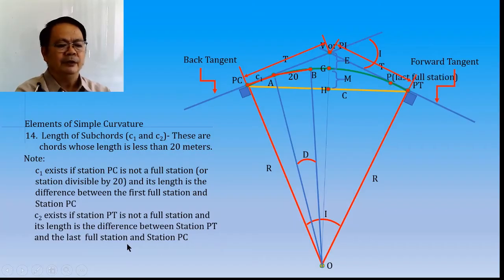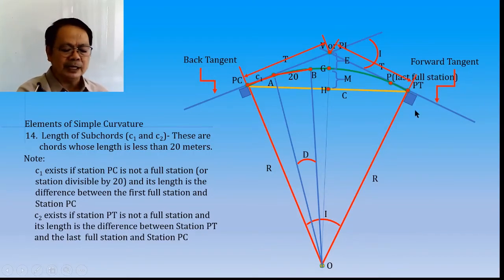Halimbawa, ito, meron akong point dito. Tinatawag kong last full station. Itong last full station ito, yun yung kahuli-hulihang point on the curve that is divisible by 20. And if this PT is not divisible by 20, therefore, between the two, yung tinatawag nating C sub-2. And the magnitude of that C sub-2 is the difference between the stationing of the PT and the stationing of the last full station. And we call that as sub-chord C sub-2.